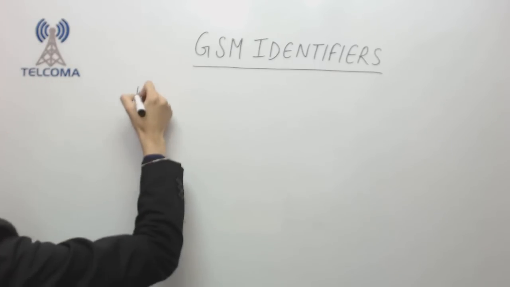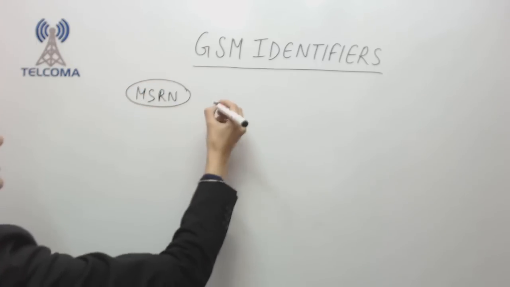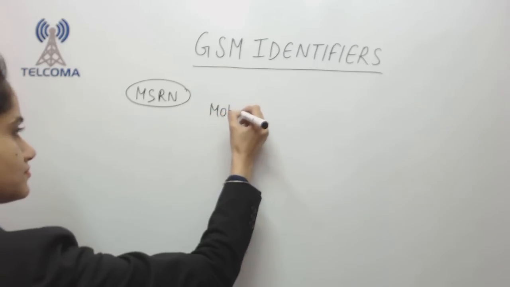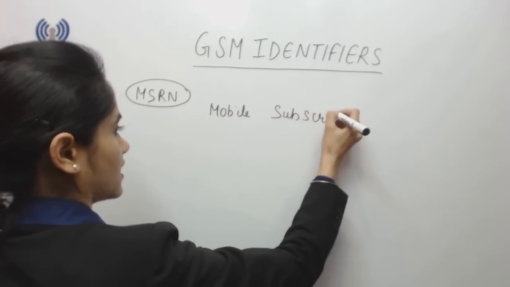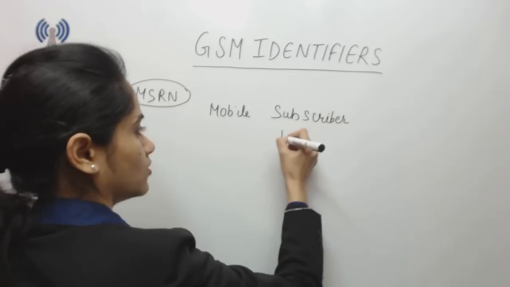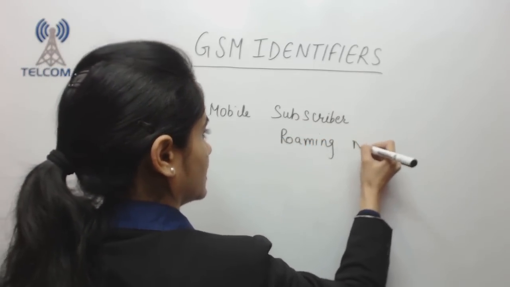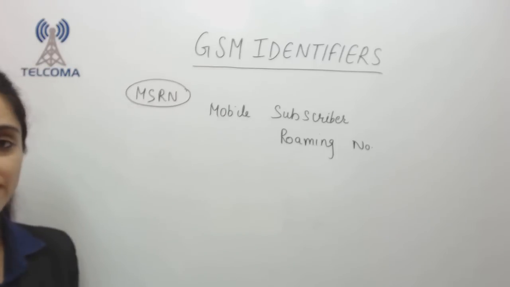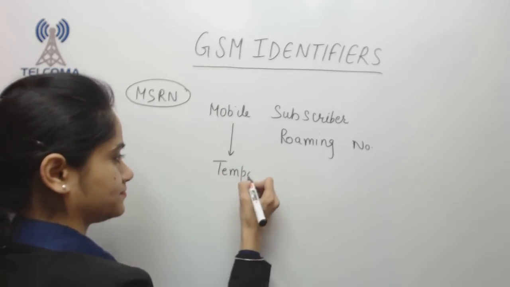So we have MSRN, which stands for Mobile Subscriber Roaming Number. Now this Mobile Subscriber Roaming Number is again a temporary number.